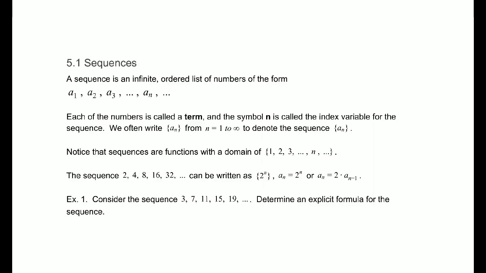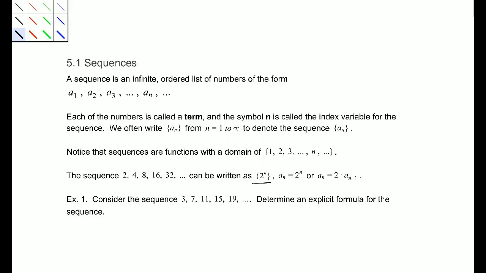Now, one thing to notice is this is a function, really. It's a function with a domain of 1, 2, 3, the natural numbers. That's all it is, a function, but its domain is restricted to the natural numbers. So, for instance, let's consider this sequence right here. We have 2, 4, 8, 16, 32. You can write that as 2 to the n, the sequence in braces there. So that has two forms we could write. We say a sub n equals 2 to the n, or a sub n equals 2 times a sub n minus 1. That's a recursive form, where the current term is 2 times the previous term. So we are multiplying by 2 each time.